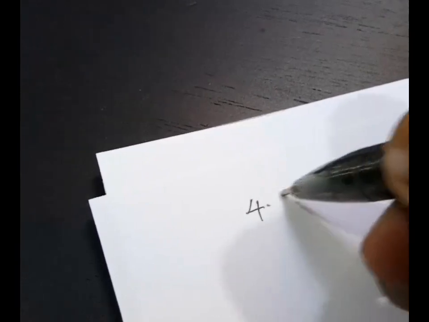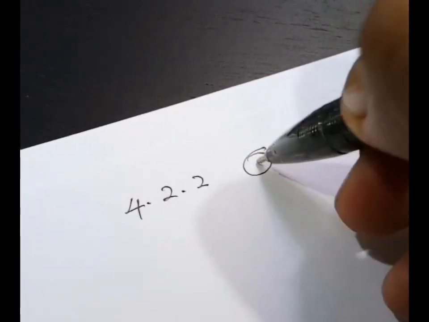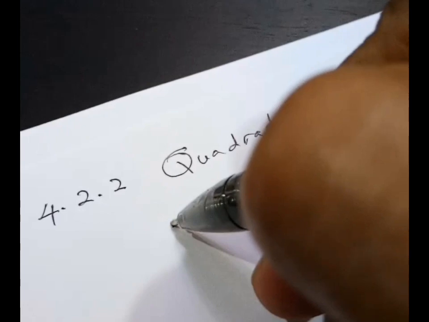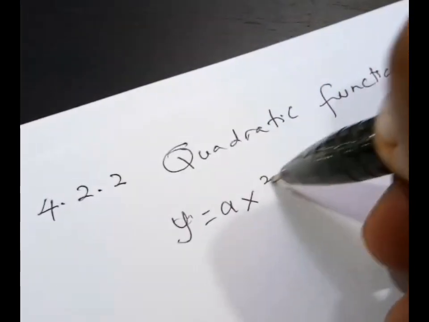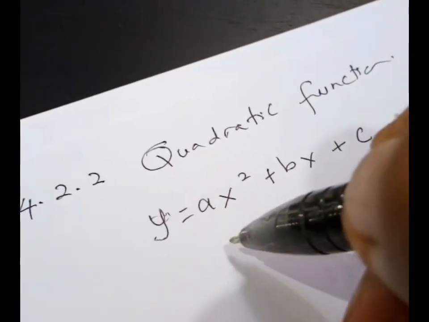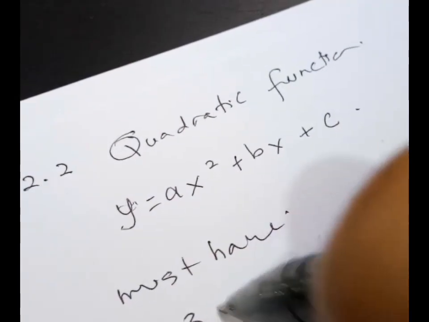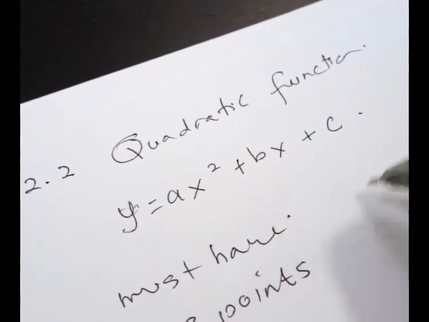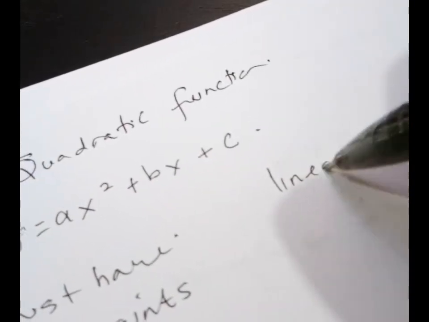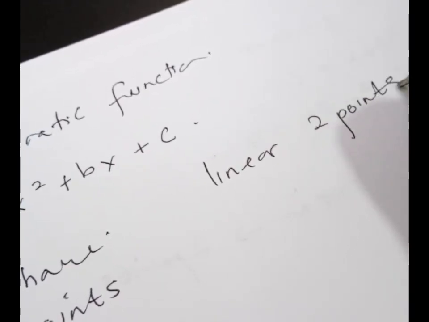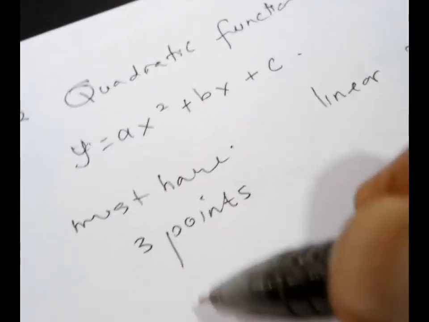Okay, 4.2.2 quadratic function. The general form of a quadratic function is y equals ax squared plus bx plus c. To form a quadratic function, we must have at least 3 points. For linear, we must have at least 2 points. For quadratic, at least 3 points.